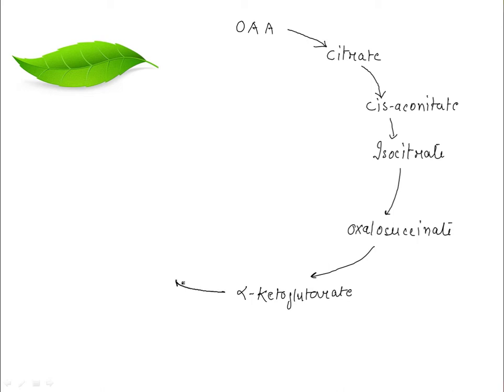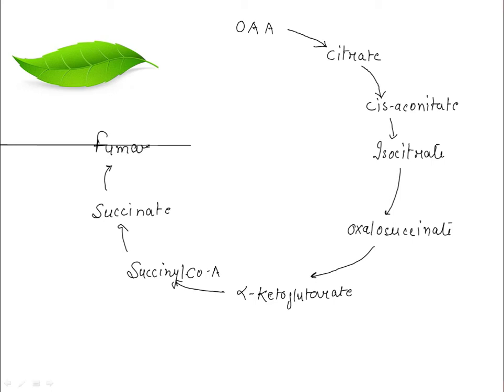It is converted into succinyl coenzyme A, which is converted into succinic acid or succinate. Succinate gets converted into fumarate. This fumarate gets converted into L-malate or malic acid, and finally the malate gets converted into oxaloacetic acid. So this is the cycle, which is called the TCA cycle.